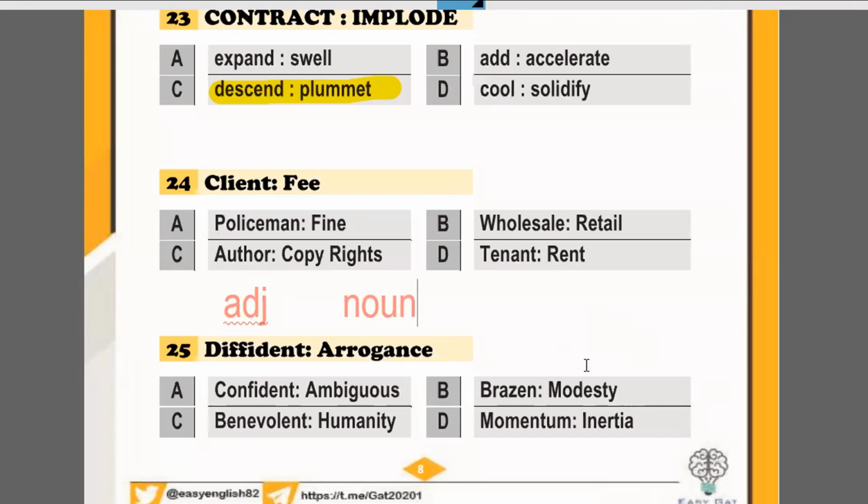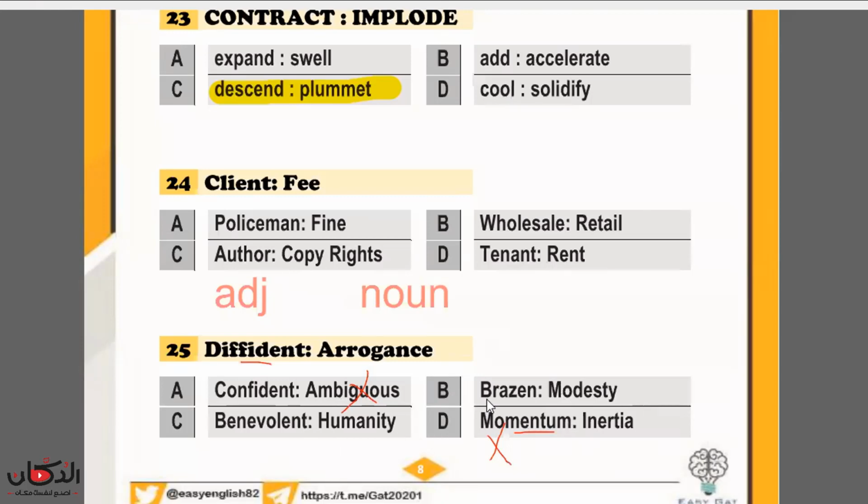I heard that someone of you said ambiguous. Adjective or a noun? Adjective. So it's incorrect. Is this an adjective or a noun? It's a noun. Sometimes you cannot remember what is meant by momentum, but from the suffix, you know it's a noun.